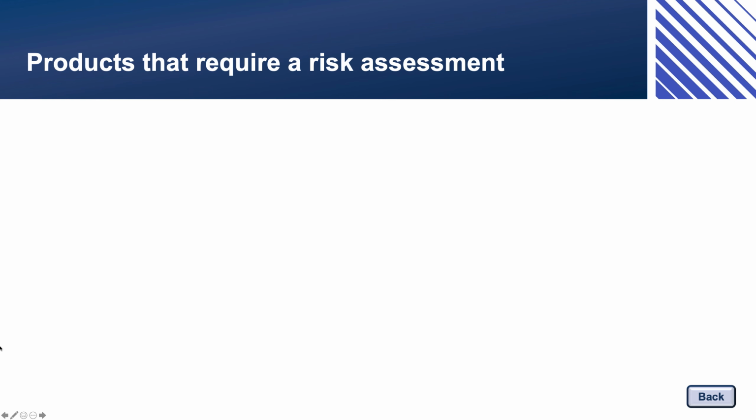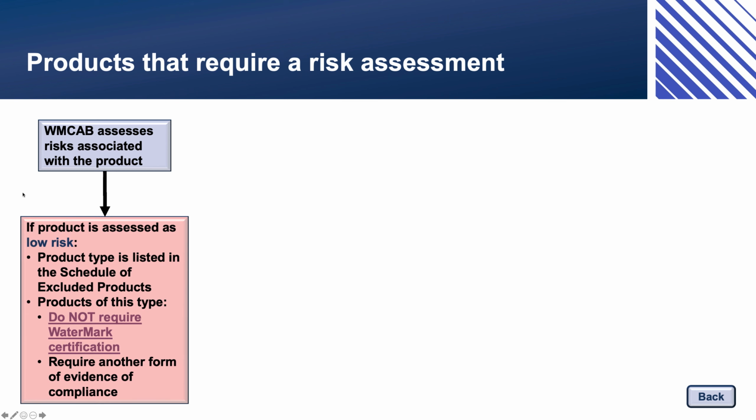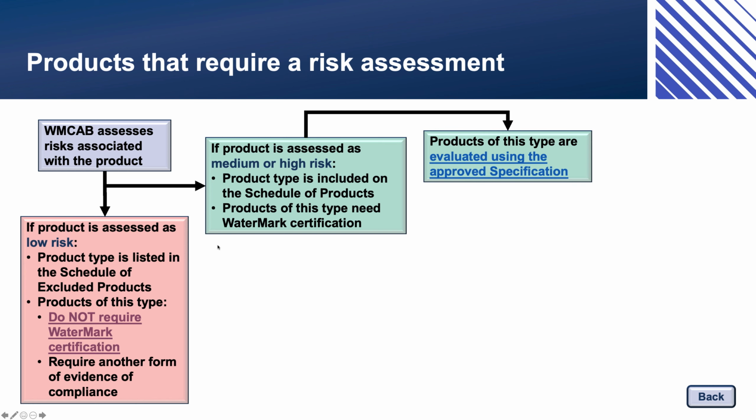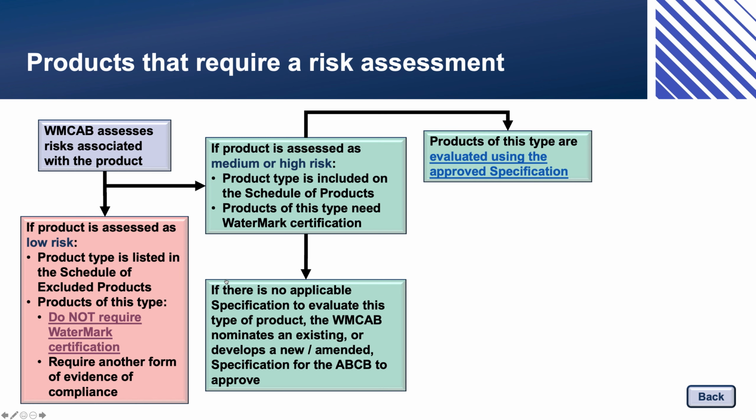Let's look at the process for products that require a risk assessment. This flowchart illustrates the process that is followed for types of plumbing and drainage products that do not appear on the WaterMark Schedule of Products or the WaterMark Schedule of Excluded Products. These are types of products that have not yet been risk assessed. This process identifies the likely risks of the particular products, types of products, and their possible consequences, and assigns a risk rating to that type of product.